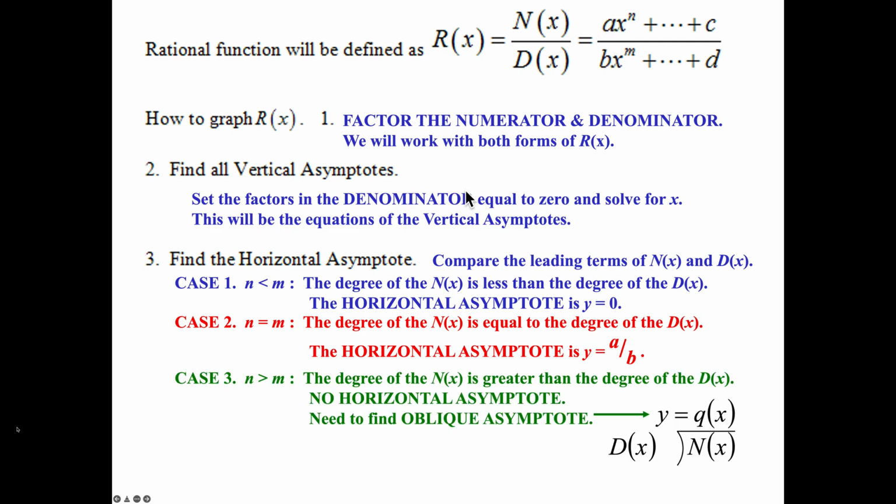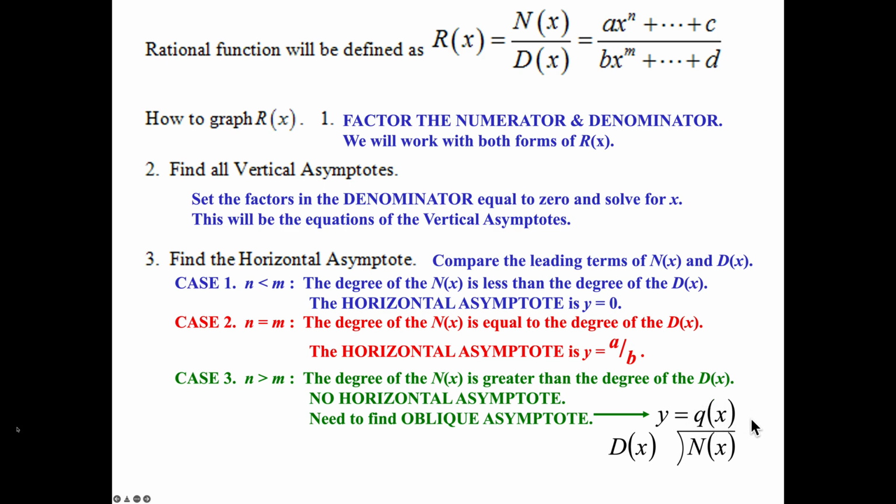In case 3, now the top power is bigger than the bottom power. You do not have a horizontal asymptote if this occurs. You have an oblique asymptote. So you literally will have to take the denominator, divide it into the numerator, and we may have to do long division here. And when you divide it, whatever you get for a quotient up here, that's your slant asymptote.